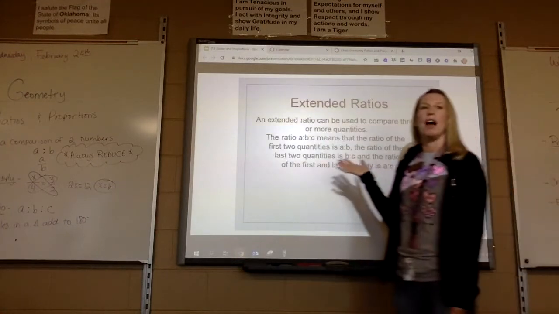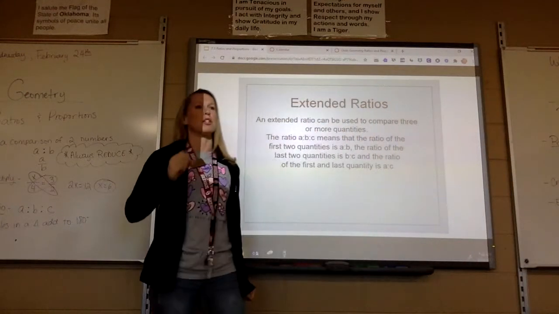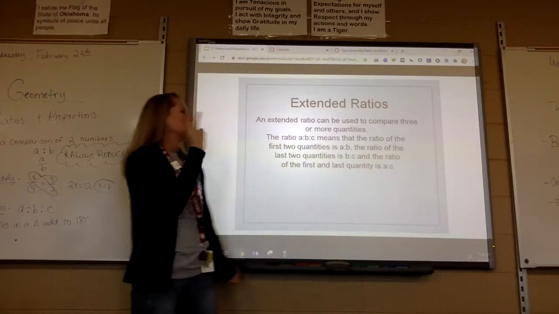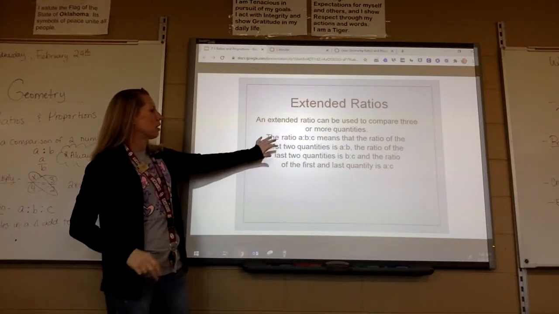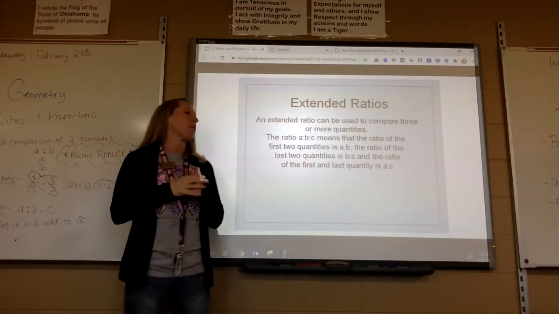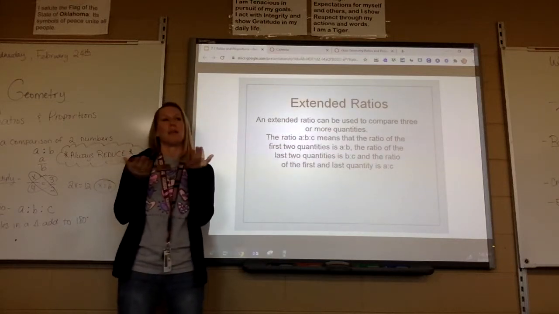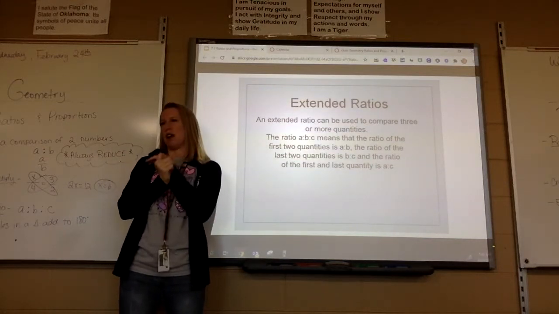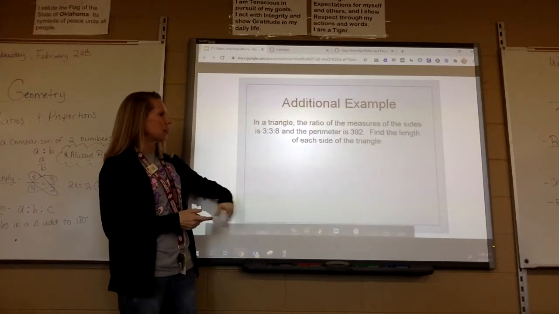Okay, so we also will have extended ratios. Sometimes there's more than just two numbers you're comparing. So an extended ratio could be like A to B to C. For example, we'll compare the ratios of the sides of a triangle. So let's look at an example like that.